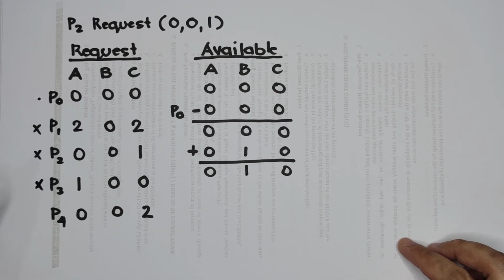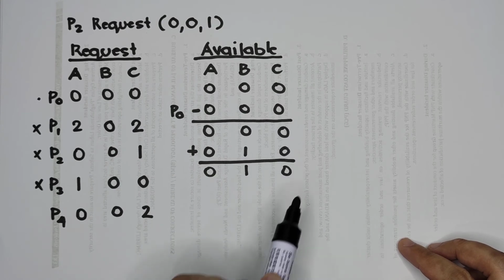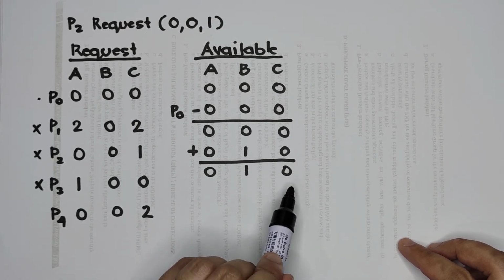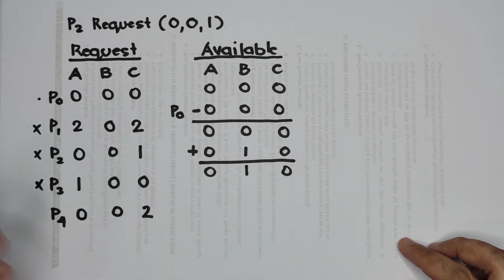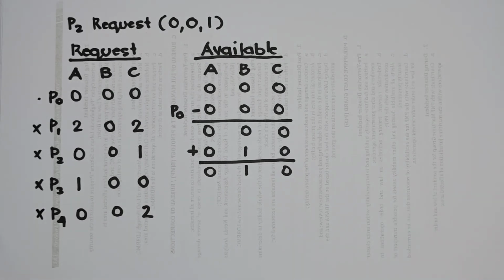And last but not least, we have P sub 4. We have 0, 0, 2. Can the request be granted or not? Actually, it cannot be granted either, because as you can see again, for resource C, it needs 2 instances and there is no available resource for C. So what does this mean? What is the conclusion for this example?